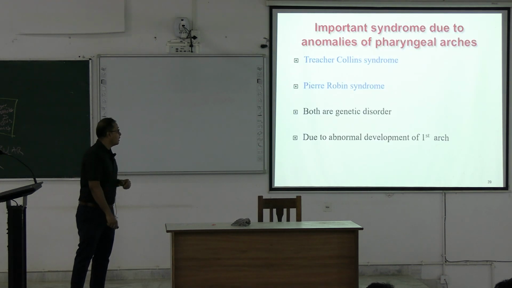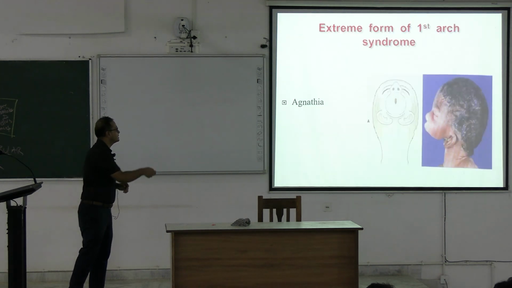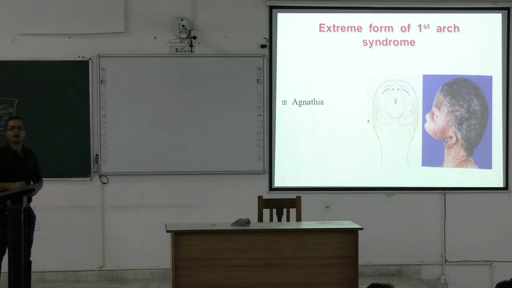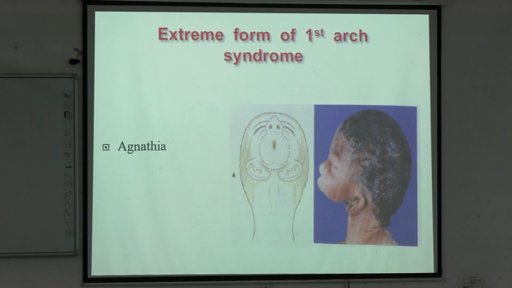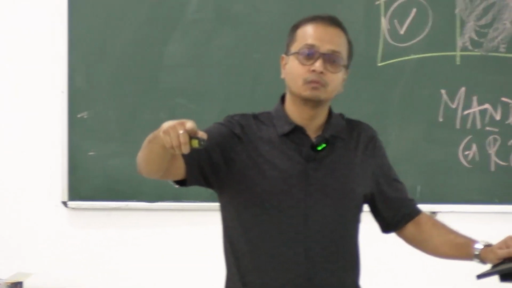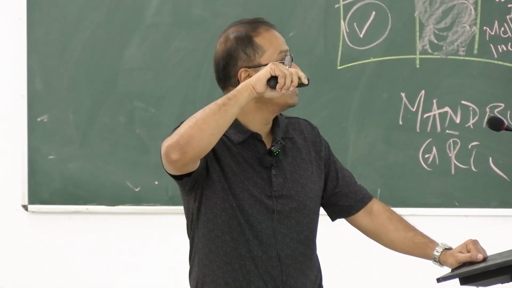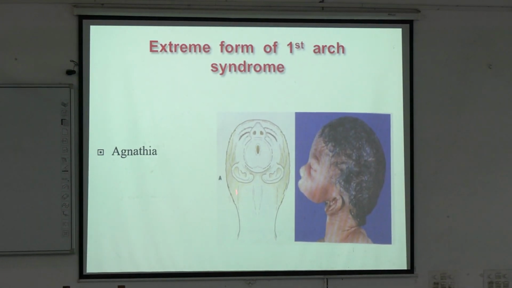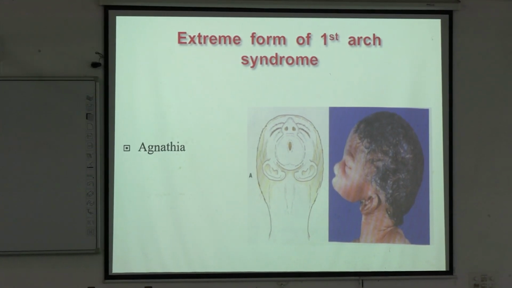Coming from these arches, we have some developmental defects. Some of the diseases, one variety, we call agnathia. That means the mandible is not there in this individual. If the mandible is not there, it is a first arch derivative error. That means the Meckel's cartilage, which forms the mandible, is not there at all. So that individual is born with no proper mouth cavity, a collapsible or open mouth, or absence of the jawbone. These we call first arch syndrome. This is one extreme variety.